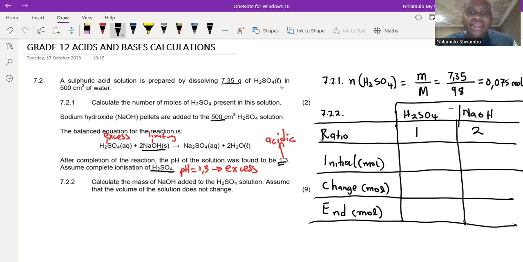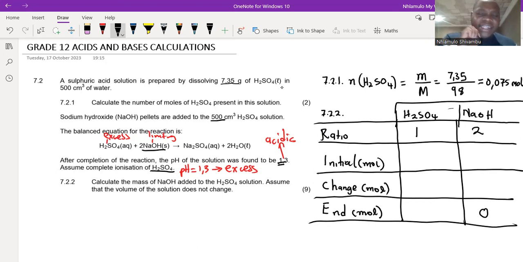What does it mean? What is it that we need to conclude of NaOH? It means that NaOH reacted completely. It was used up completely. So at the end of the reaction, the number of moles of NaOH was 0 because all of it was used up. It is a limiting reactant. Why is it a limiting reactant? It is a limiting reactant because the acid is the excess reactant.